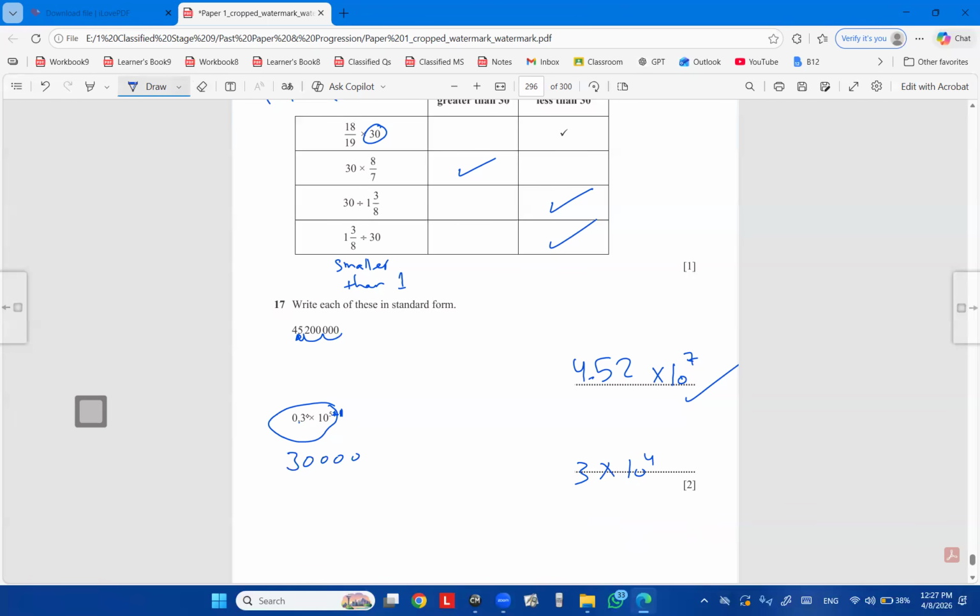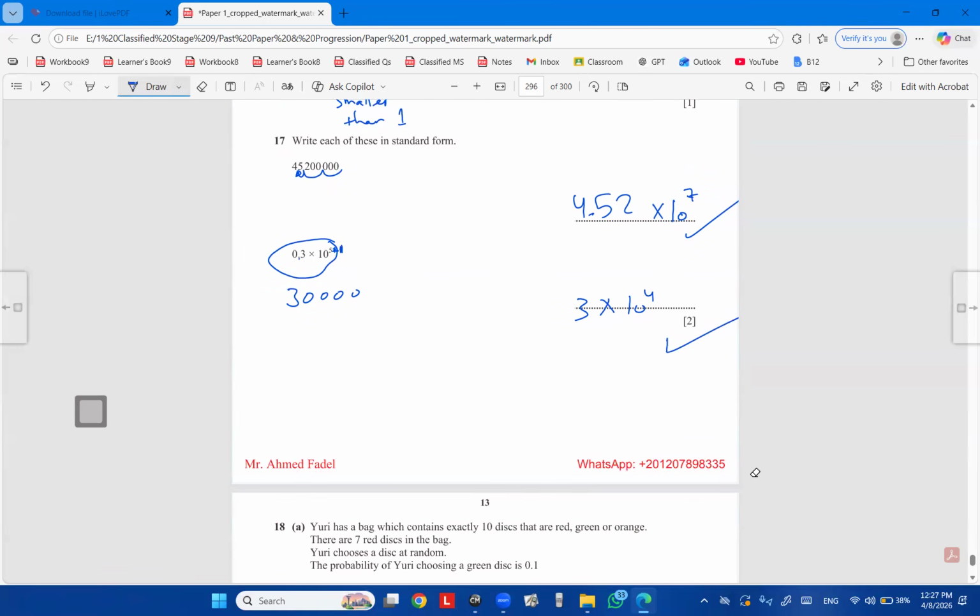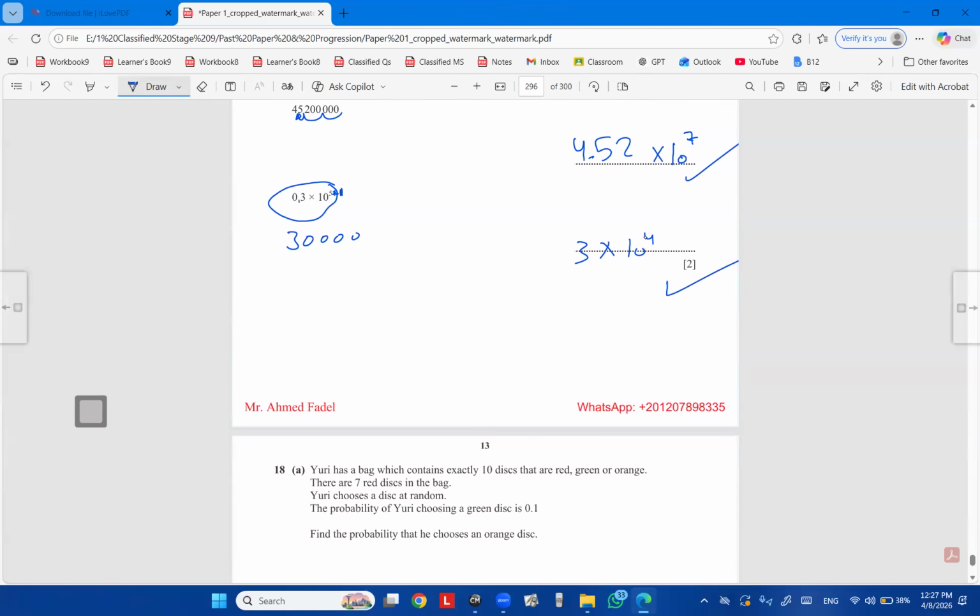You move the decimal once to the right. Then to make it standard form, you minus 1 from the index. If you want to check, we agree this is 30,000. If you do this right now, it's going to give you also 30,000. Yes, I am right. I'm not going to be confused or leave my answer with the wrong index.